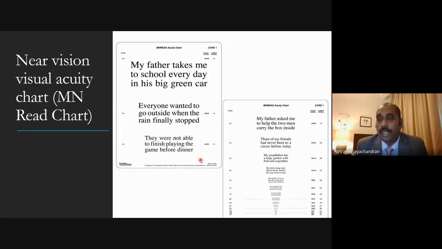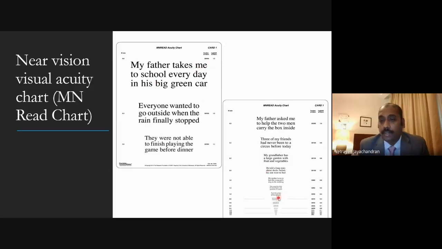For example, if you want to read a newspaper, you should have good reading ability, then it will be easy for you. For that purpose, this MNREAD chart has been mentioned in the practice guideline of the American Occupational Therapy Association. You can use this MNREAD chart to identify the near visual acuity and also the reading ability of the person. And this also has a range from 20 by 20 up to 20 by 400. You can see it here.